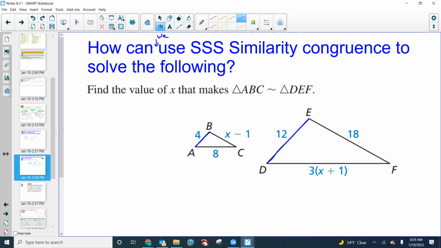So what is a ratio we can set up? 4/12 equals, well, we want to solve for x. So x minus 1 over, what do you think? What's the corresponding side? 18. Let's see if that will give us the correct setup to find x. All right.